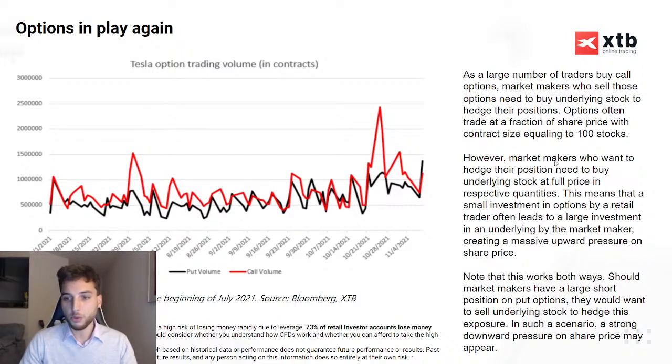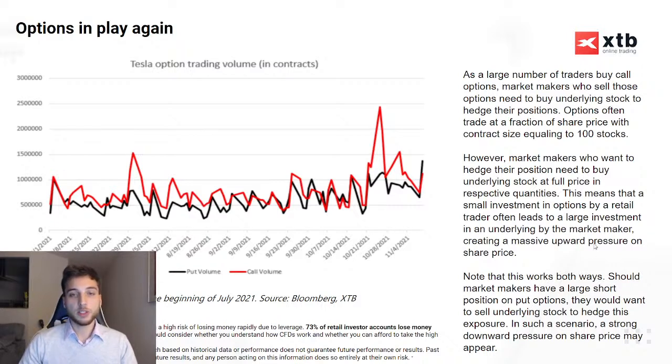However, market makers who want to hedge their positions need to buy underlying stocks at full price in respective quantities. This means that a small investment in options by a retail trader often leads to a large investment in the underlying by the market maker, creating a massive upward pressure on the price. However, this works, of course, both ways. Should market makers have a large short position on put options, they would want to sell underlying stock to hedge this exposure. In such a scenario, a strong downward pressure on share price may appear.